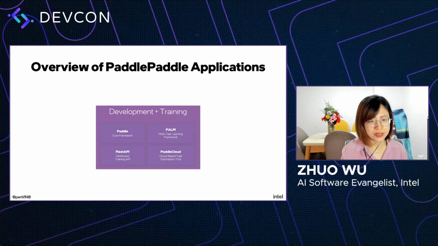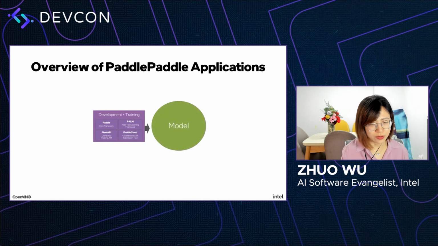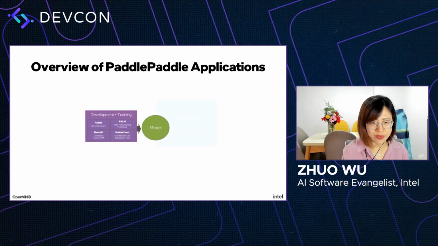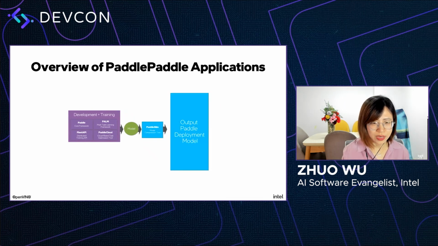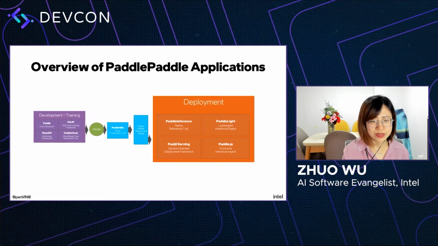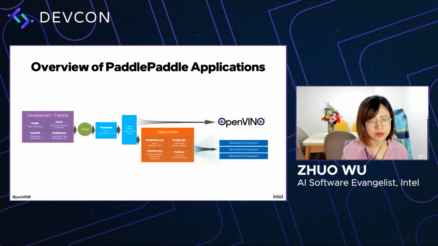And this is an overview of the PaddlePaddle applications. PaddlePaddle has provided developers a set of development and training tools to develop or download pre-trained neural network models. After that, they provide a set of compression tools called PaddleSlim. And also, when developers get the output Paddle deployment model for deployment, now with the deep integration of OpenVINO and PaddlePaddle, you can see that the models can be directly fed to OpenVINO.